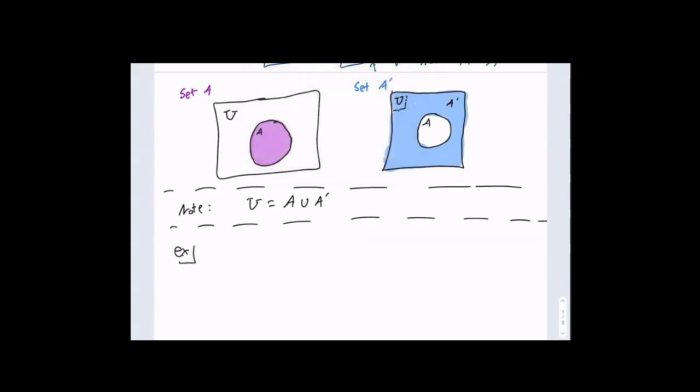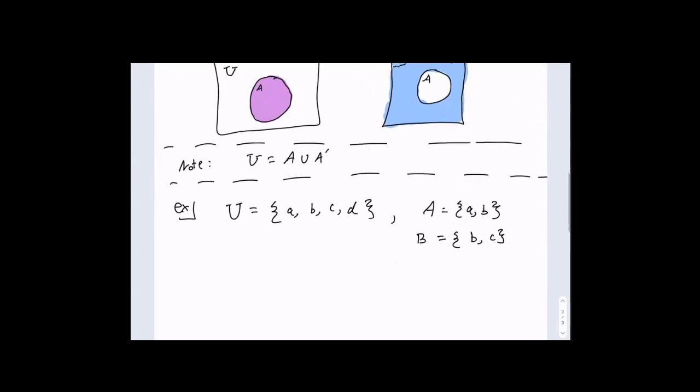So let's do an example. Let's define U as the set A, B, C, and D, and we'll define A as A and B, and we'll define B as B and C, okay?